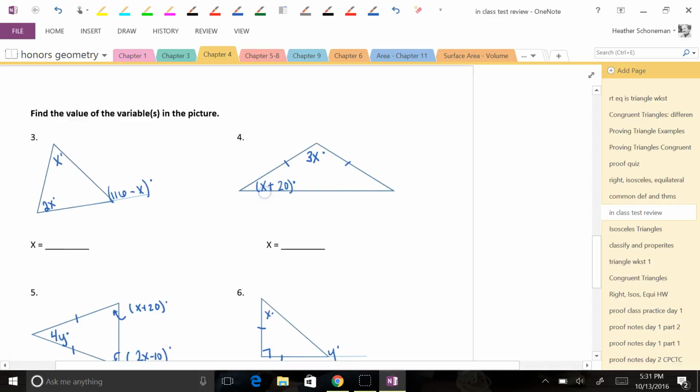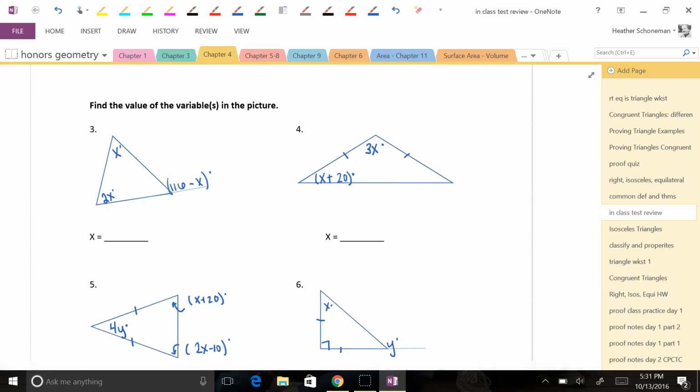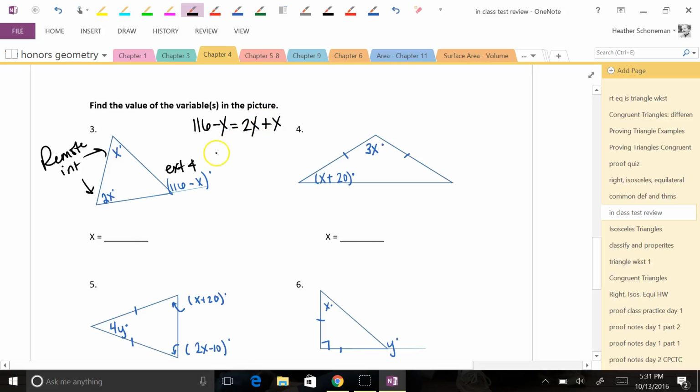Oh, number 3. Everyone missed this on the quiz because they forget what to do. The rule says that the exterior angle equals the sum of the 2 remote interior angles, which means 116 minus x equals 2x plus x. Okay, let's simplify that. That means 116 minus x equals 3x. So 116 equals 4x. So when I divide by 4, I get x to be 29.